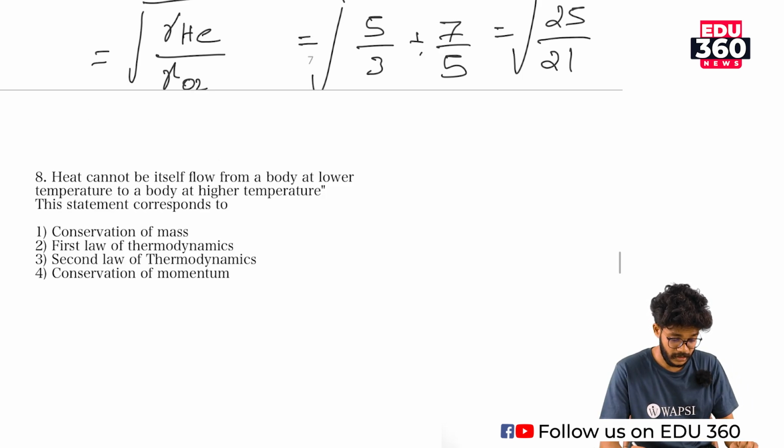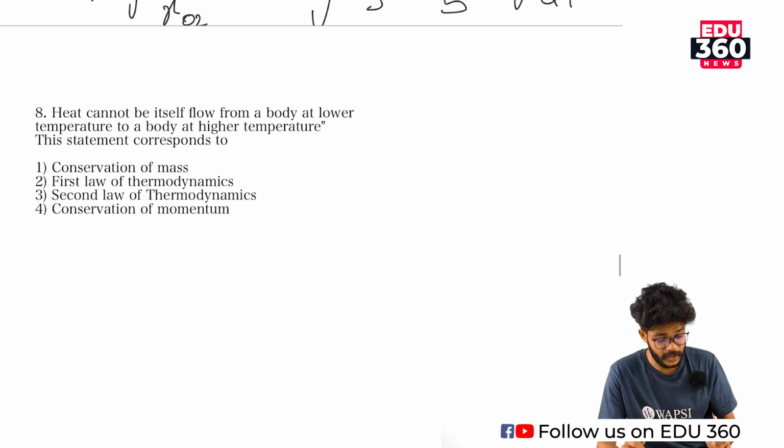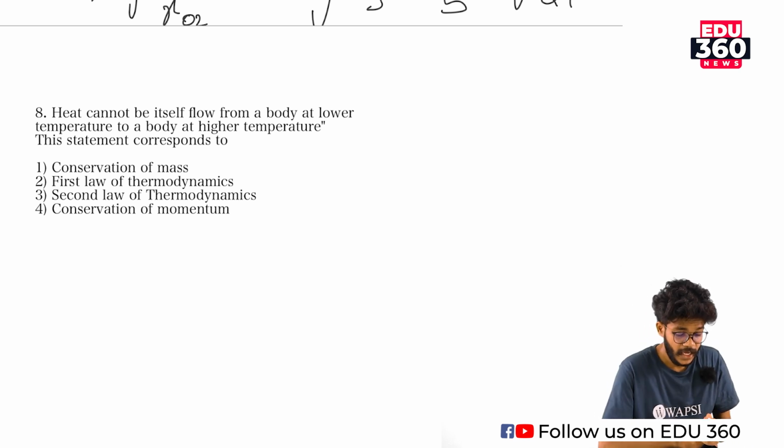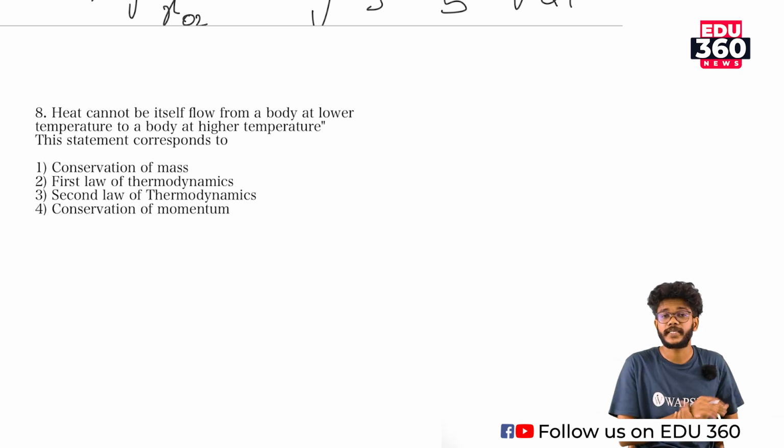The eighth question. Heat cannot by itself flow from a body at low temperature to a body at a high temperature. This statement corresponds to what? That means heat cannot flow from low temperature to high temperature. Heat only flows from high temperature to low temperature.